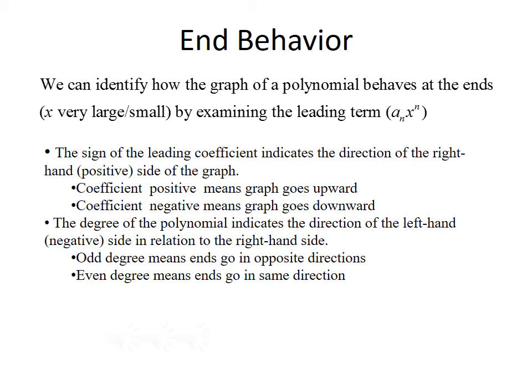If the degree is odd, then that means that the ends go in opposite directions. So if the right-hand side goes up, your left-hand side will go down. And if the degree is even, that means that both ends go in the same direction. So if the right-hand side goes up, the left-hand side will go up as well. So let's just look at that a little bit further.